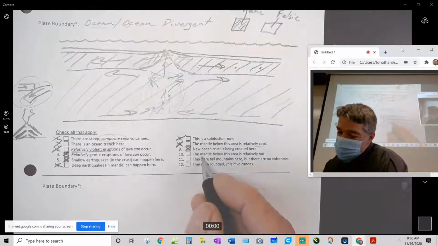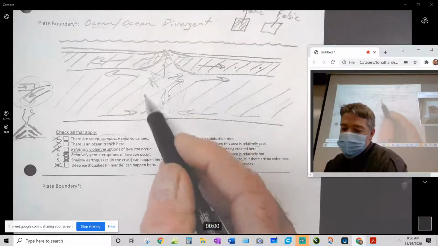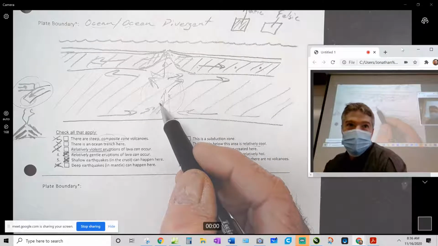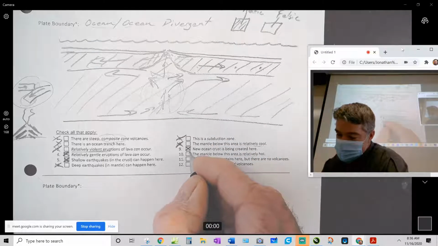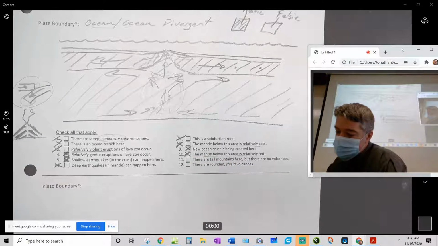Now we get mantle below this area is relatively hot. Is this hot? Well, it's rising. So yes, rising stuff is relatively hot.